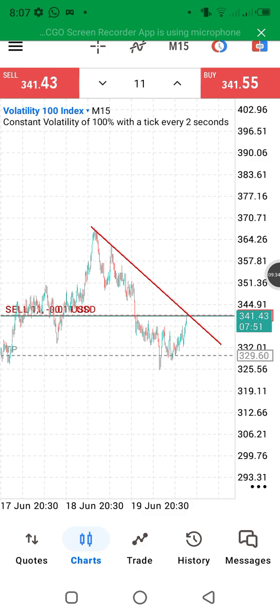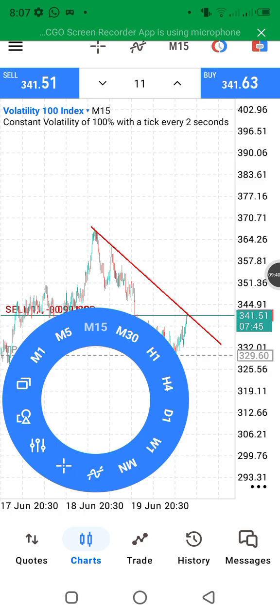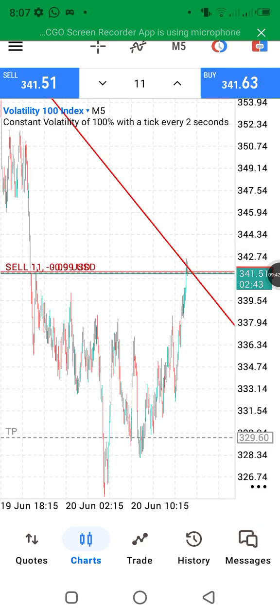So let's just wait for this sell. We already have that trend line in place. The M5, but it has already touched the trend line, so let me just sell.